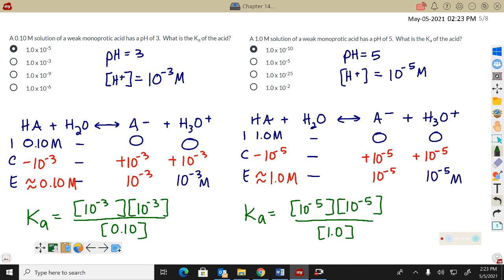So now I can say, all right, 10 to the negative third times 10 to the negative third is 10 to the negative sixth divided by 10 to the negative first, which would give me 10 to the negative fifth. Or in this second example, I'd have 10 to the negative fifth squared, or 10 to the negative 10th, divided by approximately 1. Subtracting 10 to the negative fifth is a really small number and probably insignificant.